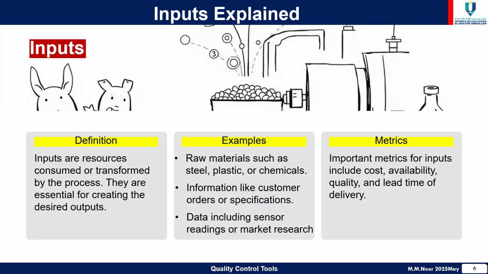Input explained. Inputs are what you use to get the job done. This could be raw materials, information, or even customer instructions. For example, if you are baking a cake, your inputs are the ingredients. In a car repair shop, it's things like the car itself, the tools, and the replacement spare parts. If any input is missing or not up to standard, your output will suffer. So, inputs are really important to get right.